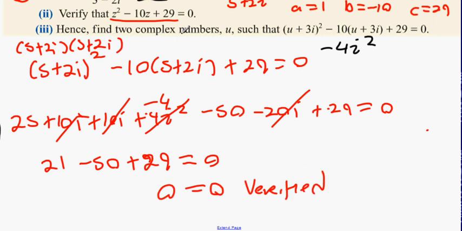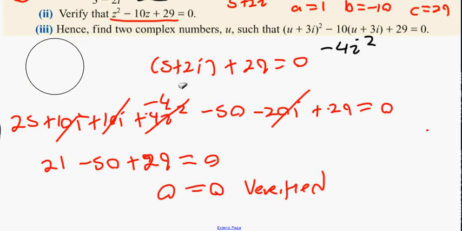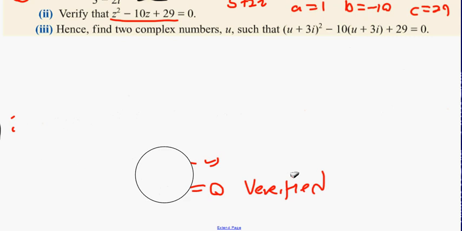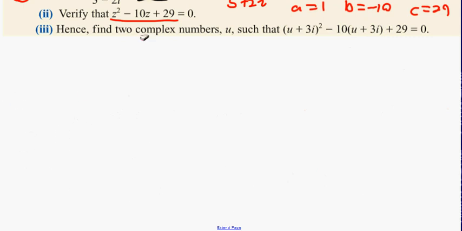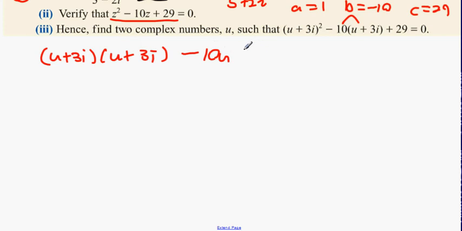Hence find two complex numbers u such that (u plus 3i) squared minus 10(u plus 3i) plus 29 equals 0. Okay, so I haven't seen a question like this before, but what I'm going to do is just multiply them out and see what happens. So I'm going to get u plus 3i times u plus 3i, then I'm going to get minus 10u. u is like z or x in my opinion, because we want to find u equals a complex number and u equals another complex number.